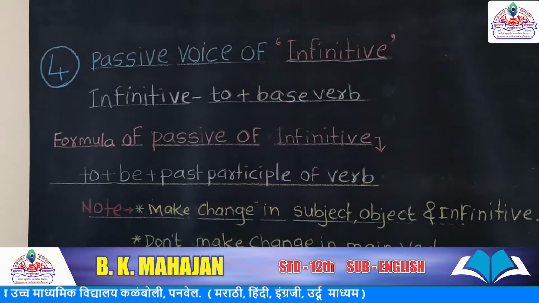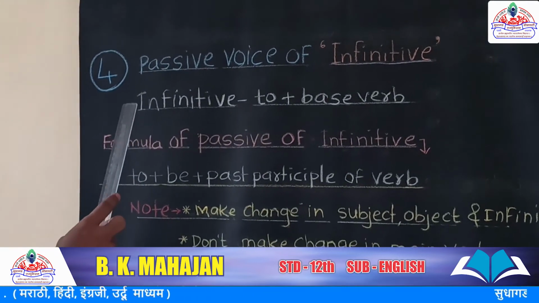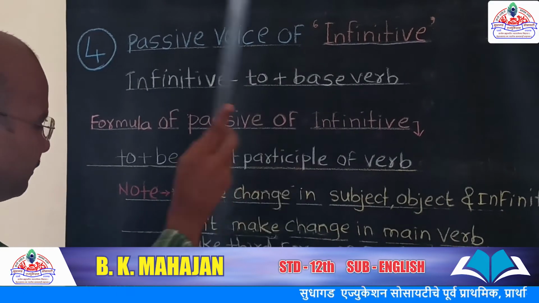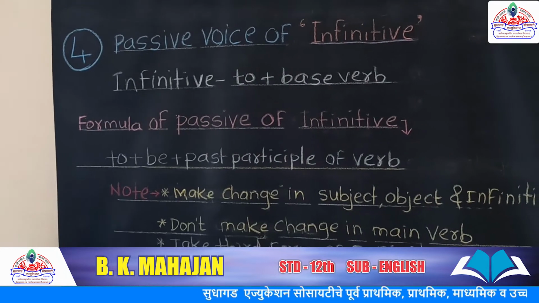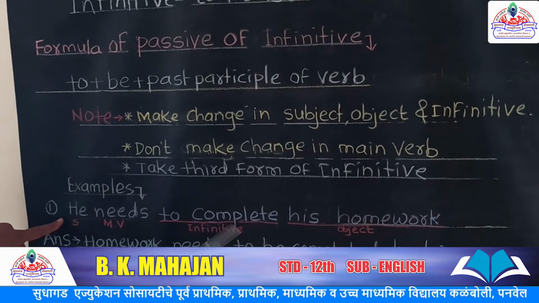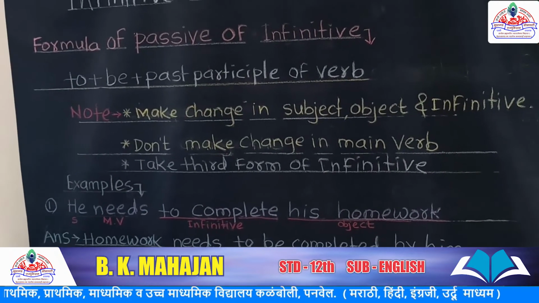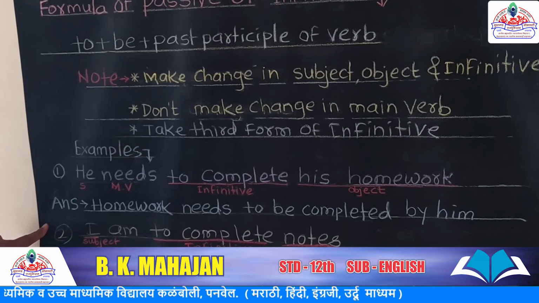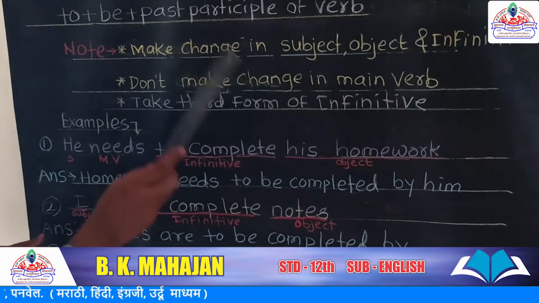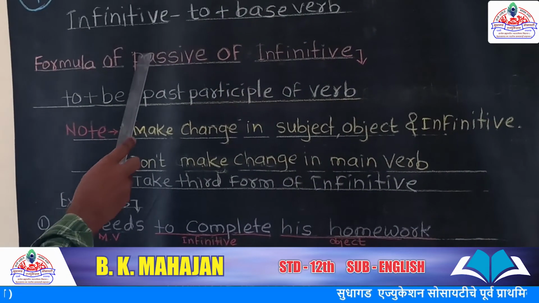Fourth type of passive voice is the passive voice of infinitive. But let's see the infinitive first. Infinitive means to plus base verb. See the first example: He needs to complete his homework. The infinitive in this sentence is to complete. See the second: I am to complete the notes. To complete is the infinitive. See the third: There are two apples to eat. To eat is infinitive.